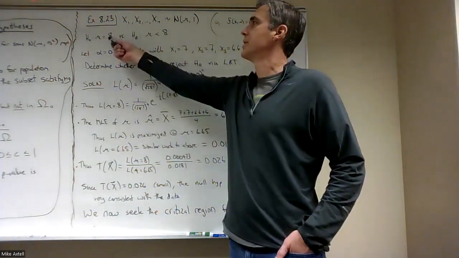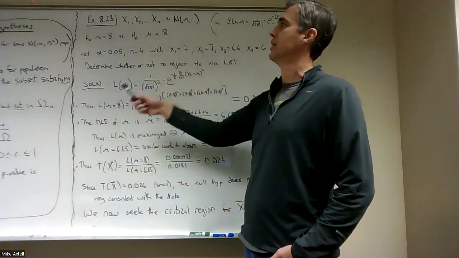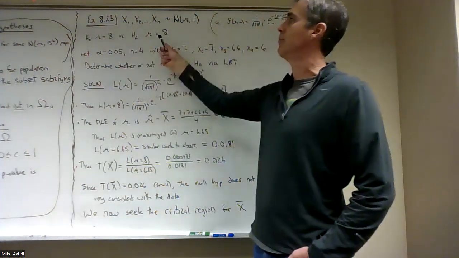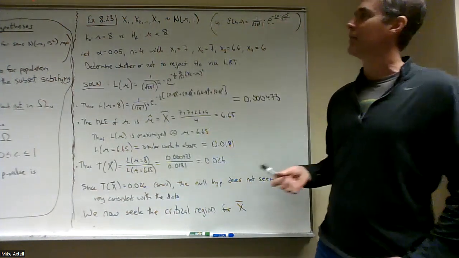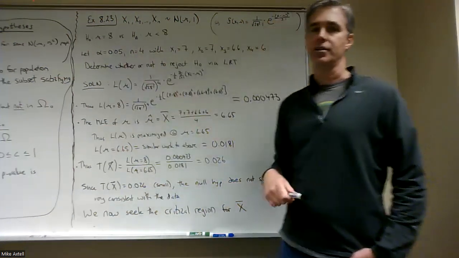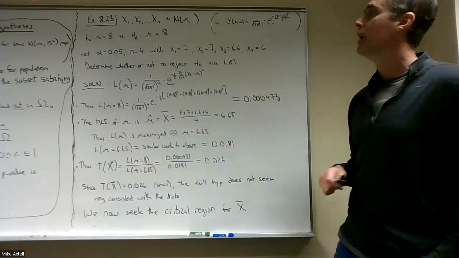Now, my null hypothesis is that the mean is 8, and my alternate hypothesis is that the mean is less than 8. So a simple hypothesis, a composite hypothesis. And the setup's going to be, I'd like to have a significance level of 5%. So I'm okay if I mistakenly reject the null hypothesis 5% of the time.